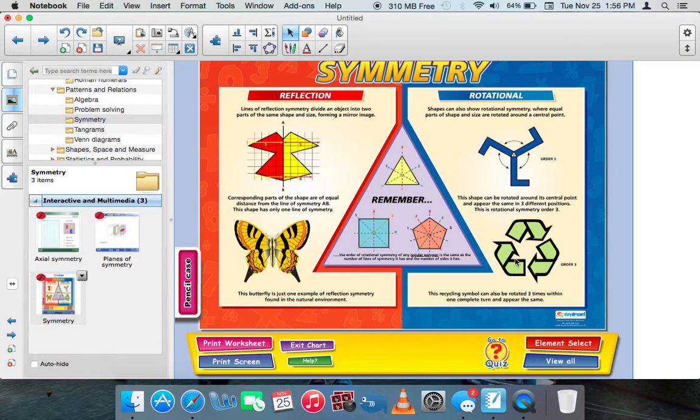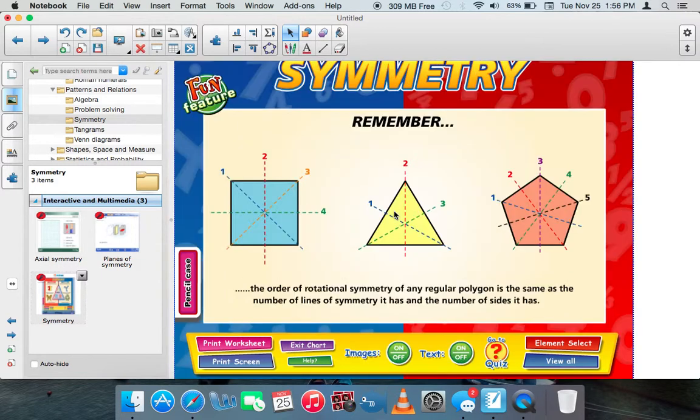Now if you look down here, this recycling symbol can also be rotated 3 times. So if we rotate once, that's one order of symmetry, another order of symmetry, another order. So that's 3 orders. Okay, here's a few little hints to help you out.